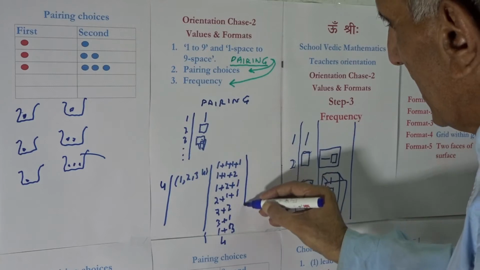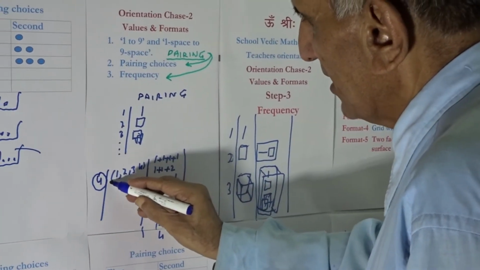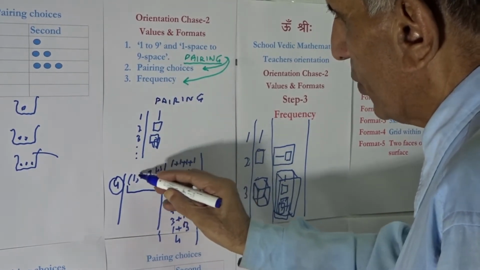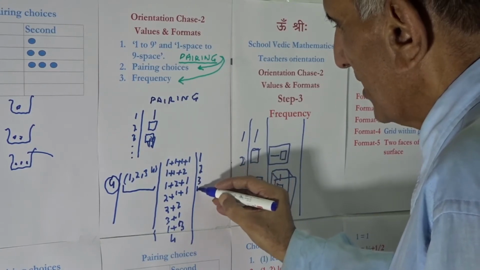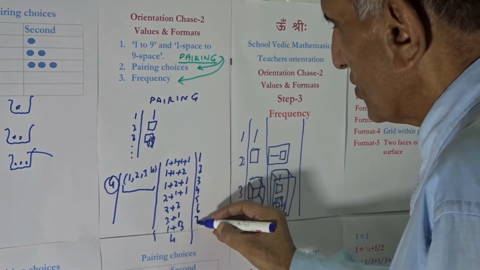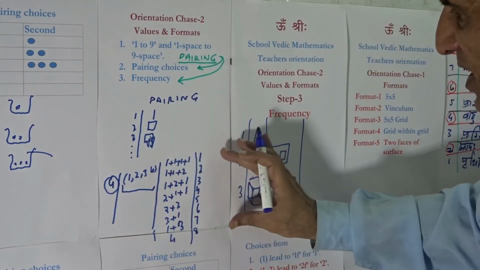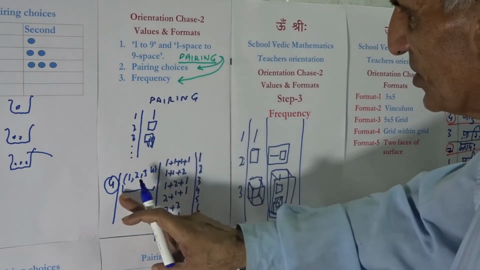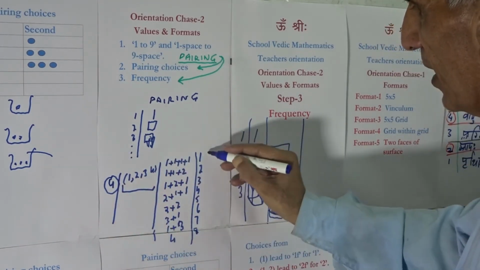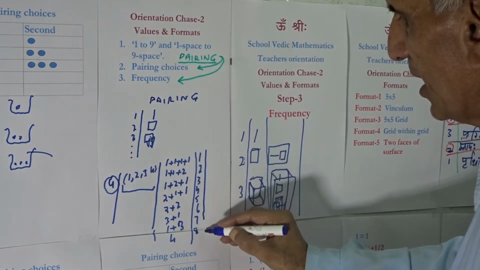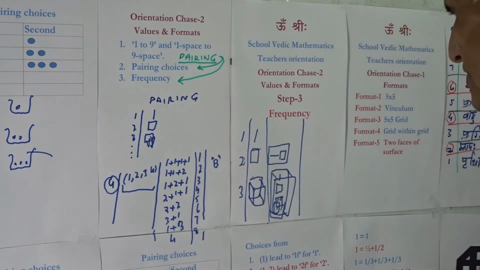So we see here value 4 can be reached by choices from the set 1, 2, 3, 4 in 8 ways. There are 8 ways in which we can reach value 4. So these 8 ways of reaching value 4 by choices from the set 1, 2, 3, 4 come to be 8, and we say here the frequency is 8. Now let us have a pause here.